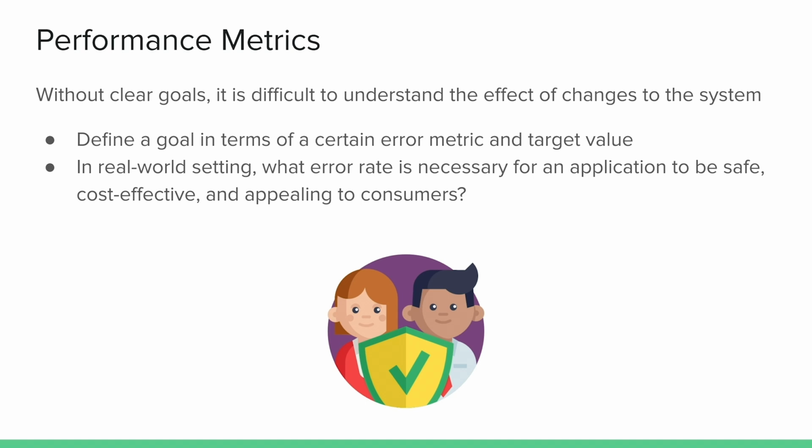The performance metrics are really important, as I said before, because without a clear goal, it's difficult to understand the efforts that you're taking and to understand the effects that any of your changes has on the system. So you should define a goal in terms of a certain error metric or target value that you want ideally to achieve. And in a real-world setting, what error rate is necessary for an application to be safe, cost-effective, and appealing to consumers depends on your domain. So you will have to come up with a meaningful value with your business owner, or just define it for yourself.